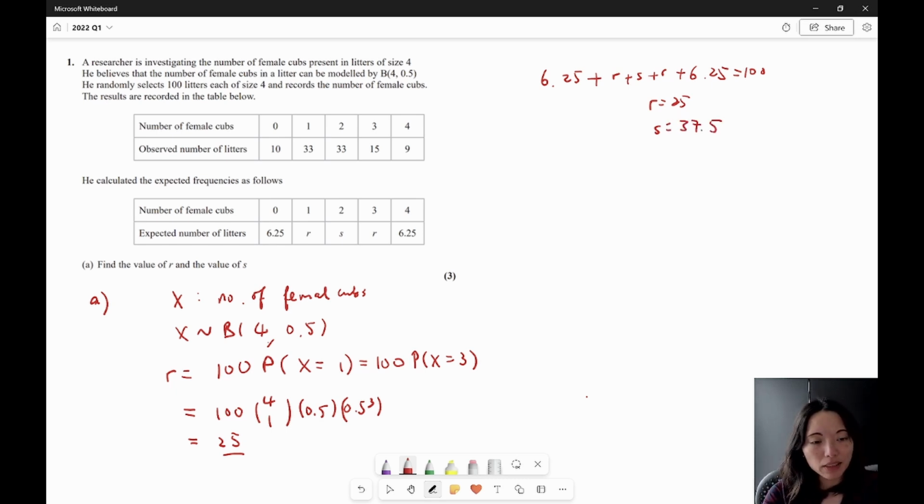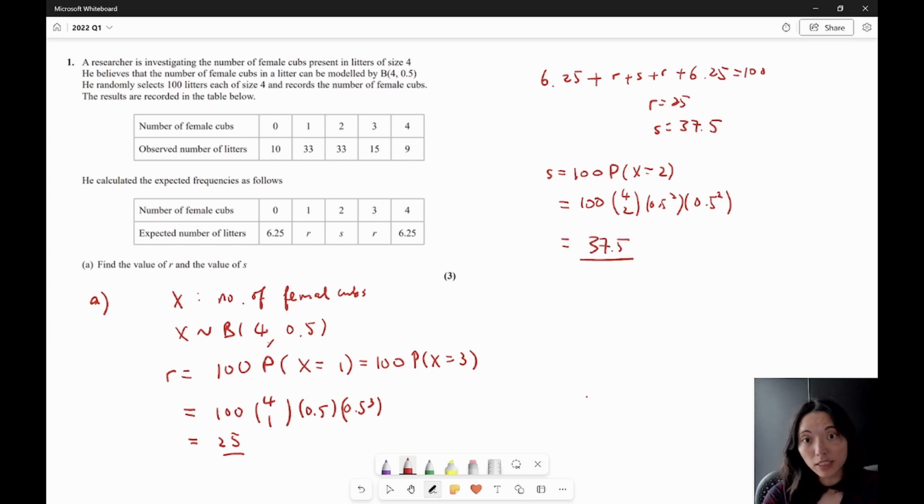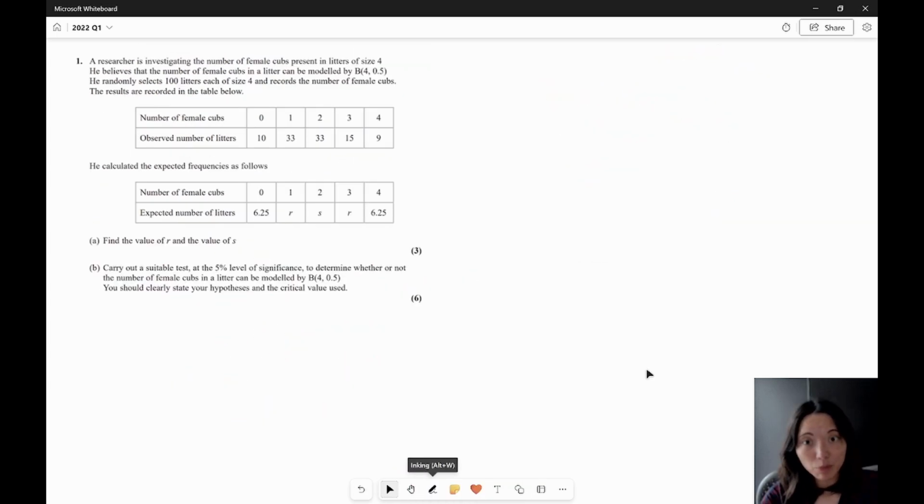But let's check that independently using the binomial distribution as well. Very similar to R, S can be worked out by 100 times the probability of X equals 2. X equals 2 could be modeled by 4 choose 2, 0.5 squared times 0.5 squared. And we do get 37.5. So these are the two ways to work out S. So that's our part A. Let's move on to part B.